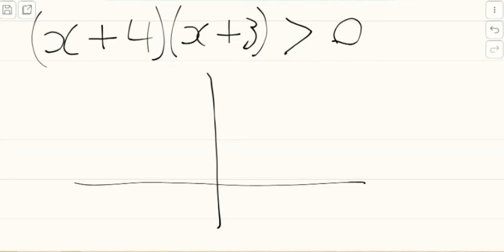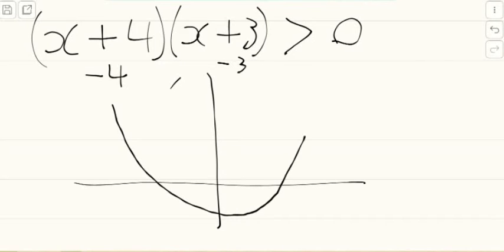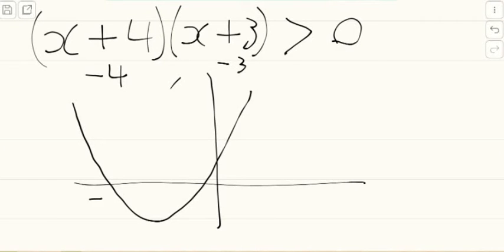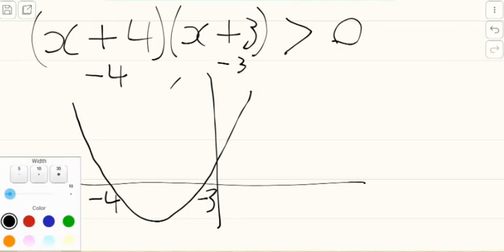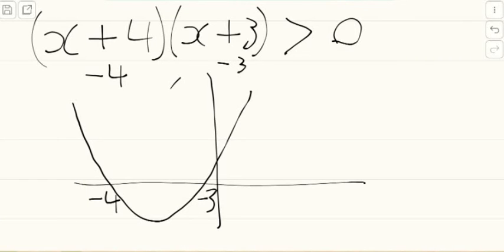And if this were equal to 0, then the critical points would be x is minus 4 and x is minus 3. Because it's a positive x squared graph, it's going to go through minus 4 and minus 3, so like this. Now again, pay very close attention to the fact that it says x plus 4, x plus 3 is greater than 0. Because it says greater than 0, we're now interested in the bits that are above the x-axis. So that's over here and here. That's all above the x-axis.